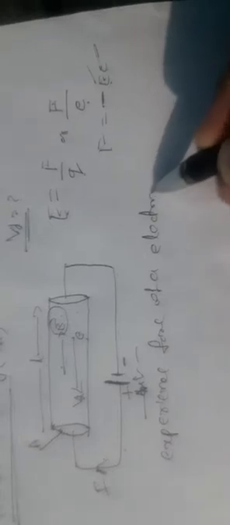That means the first step is the force experienced by a free electron, given by F is equal to minus eE. The negative sign indicates that the electron travels from one end to the other. Due to this force, each electron has an acceleration.